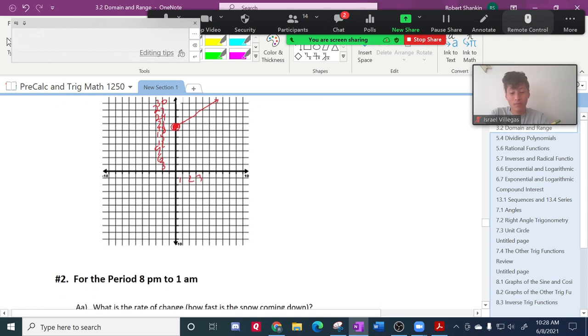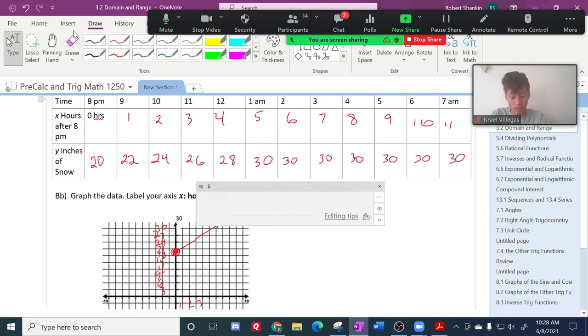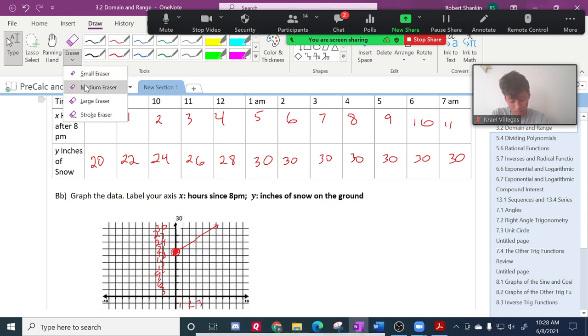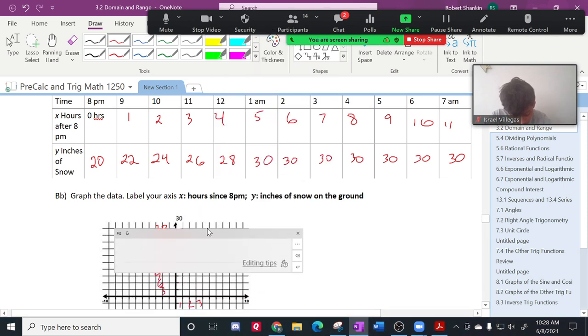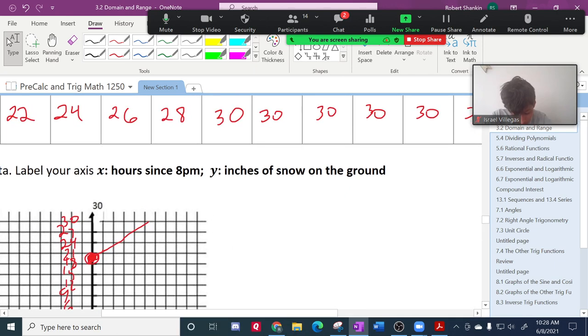All right, now, one part of it that I have wrong here that I need to fix is over here. It doesn't go higher than 30. It gets up to 30, and that happens at hour 5. So 3, 4, 5, straight up from here, it hits 30. And then it gets horizontal after that point.